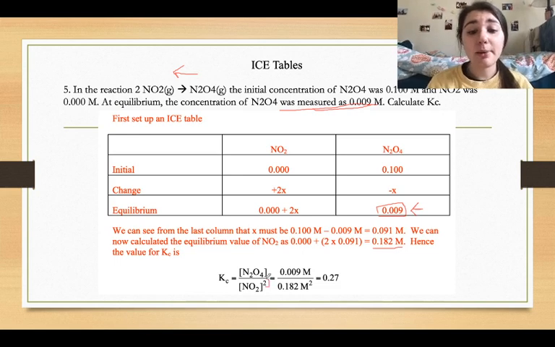And this is my concentration of nitrogen dioxide. Again, please remember that not only is it 2x, but it's also raised to the power of 2. So be sure to plug everything in as is, and this is what you should get for your K value.